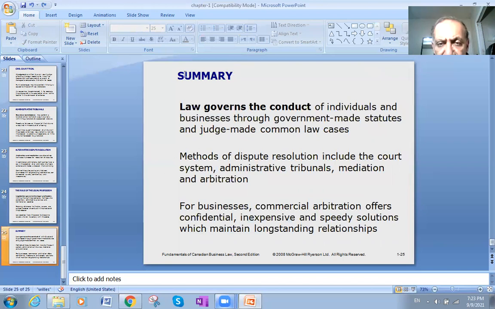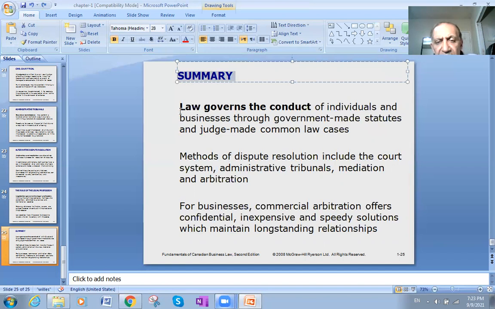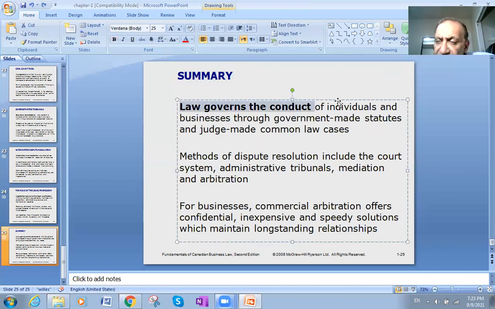To sum up what we were talking about in this lecture, the law governs the conduct and behavior of individuals in a society and business through government-made statutes and judge-made common law cases. Methods of dispute resolution include the court system. So if I have a problem, I can go to the court or an administrative tribunal, or I can avoid the courts and solve it through arbitration and mediation, by involving a third party who will be able to solve the problem without going to the courts and without costing me too much money.